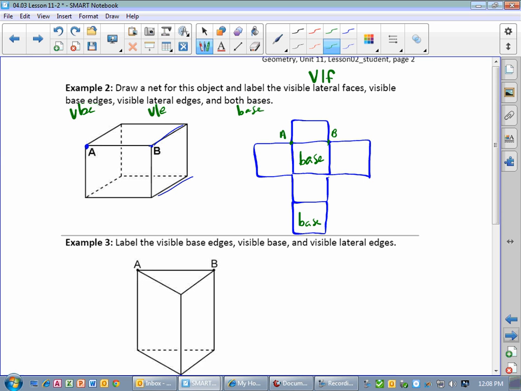Okay. Let's see here. Visible lateral faces. So those would be the sides that we can see. Well, we can see this one on the right. So that would correspond with this one on the right. So this is a visible lateral face. Are there any other lateral faces we can see? The one between the bases. Okay, the one between the bases. So can we see this one? Yes. Where does this go?